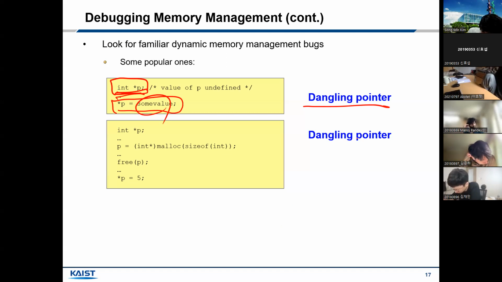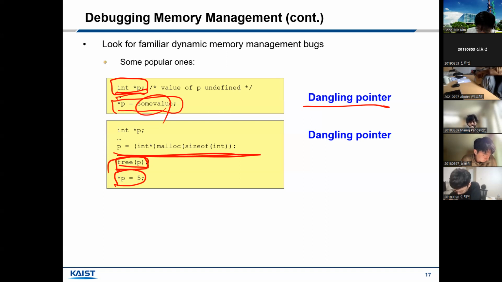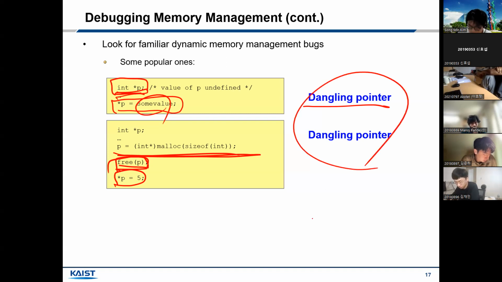Another case is that you free P. You've allocated some memory address, but you freed it, deallocated it. Therefore, P is not pointing anywhere, meaning that P is not pointing at a valid memory space. And now you're trying to store some value within that address space, and that's also an error. All these cases are dangling pointers, meaning the pointer is not pointing at a valid space.